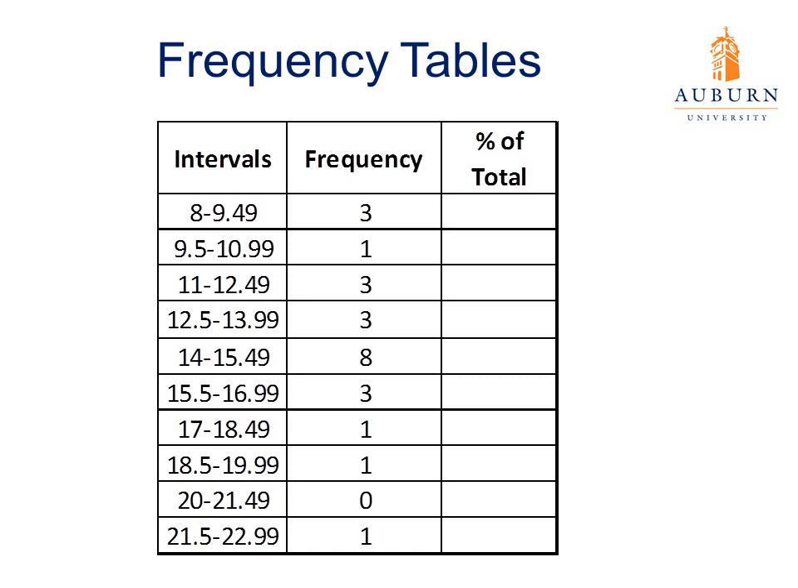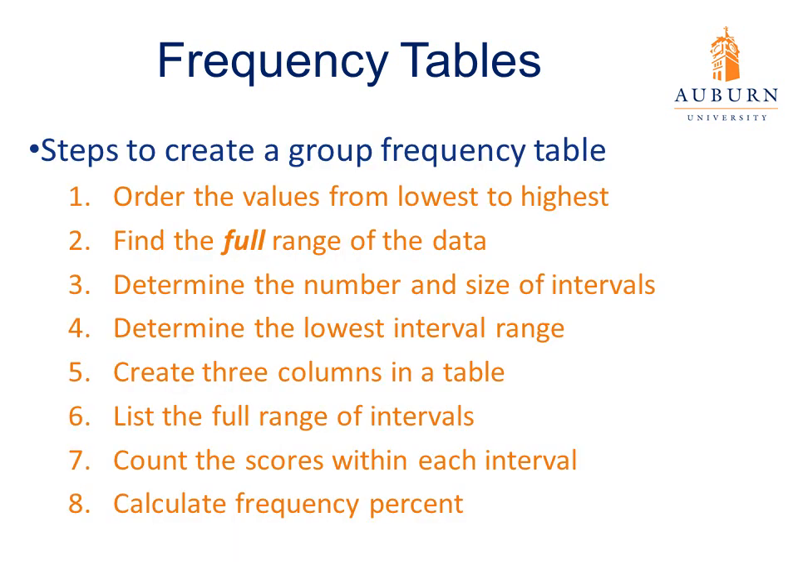And so if we go through our entire data set, we'll see that there's 3 within the first interval, 1 value between 9.5 and 10.99, 3 values between 11 and 12.49, and so on and so forth. Once we have the frequencies all written down in our table, we can then move on to the third column and calculate the percent of the values within each of the intervals.